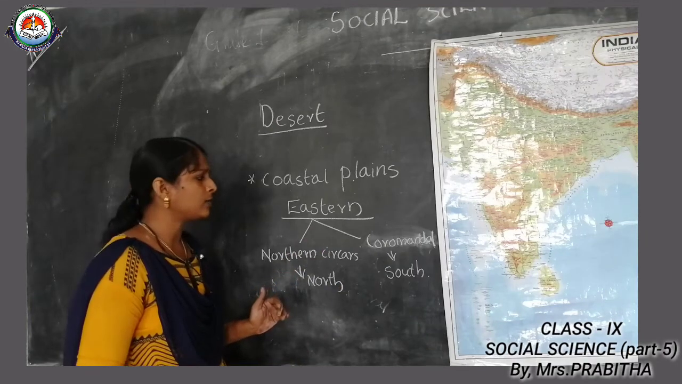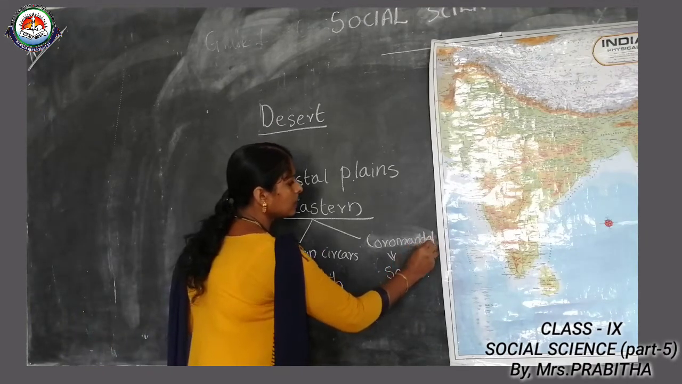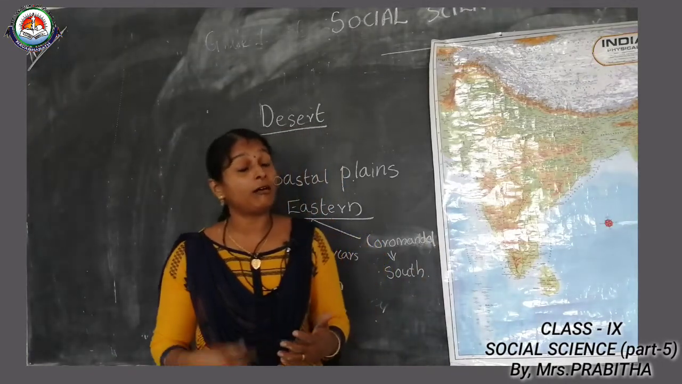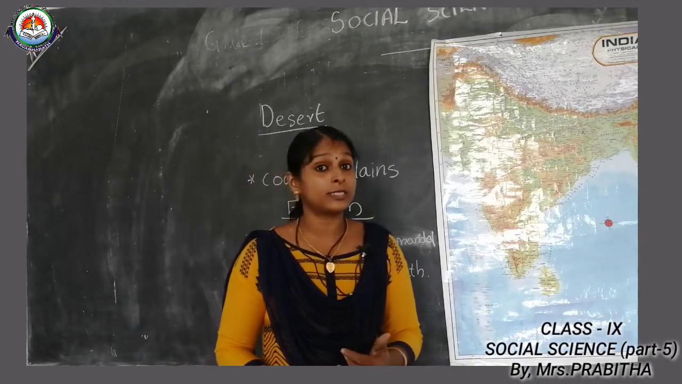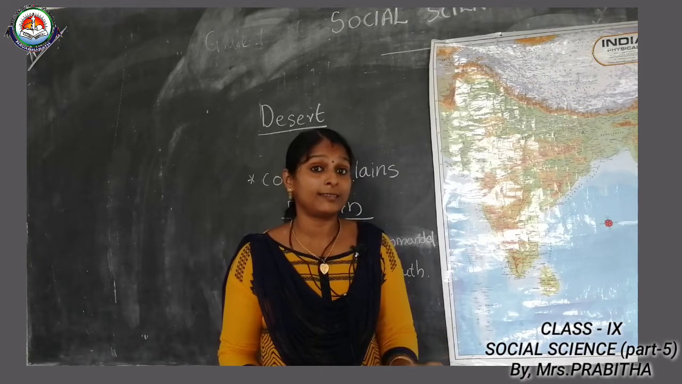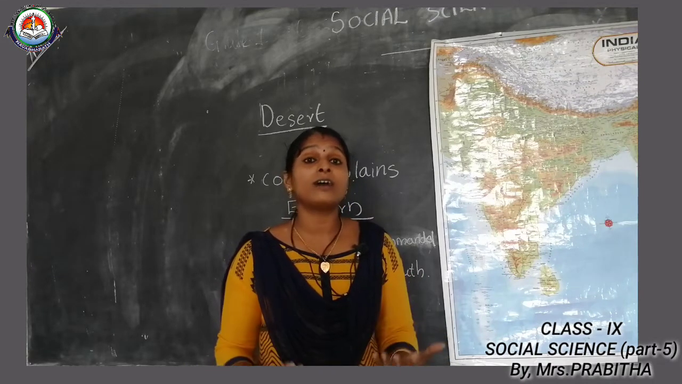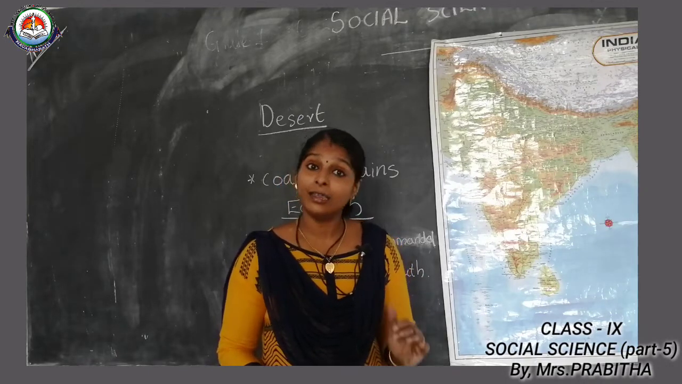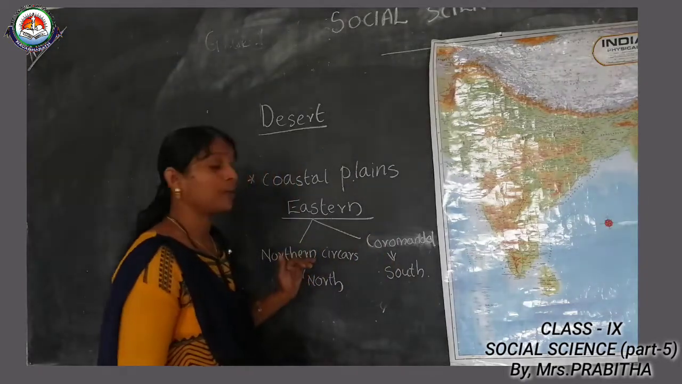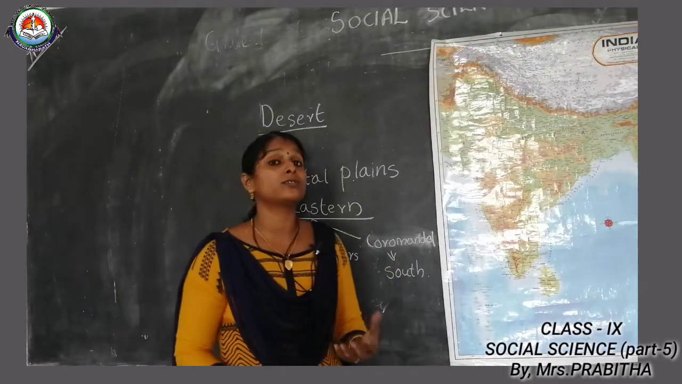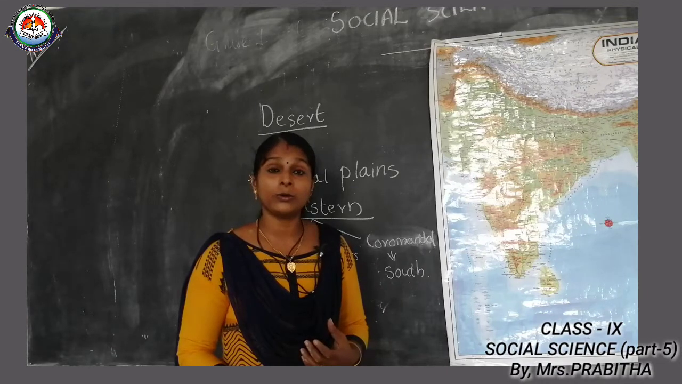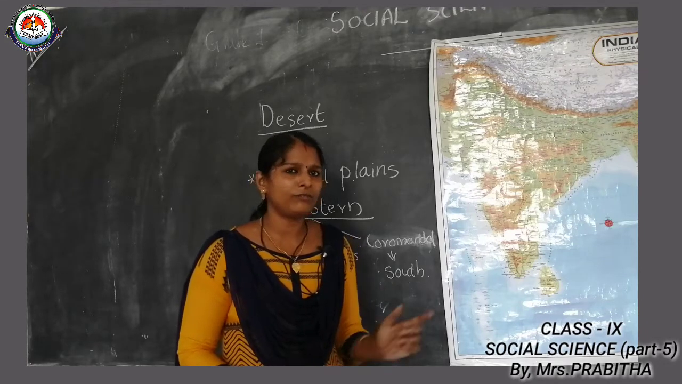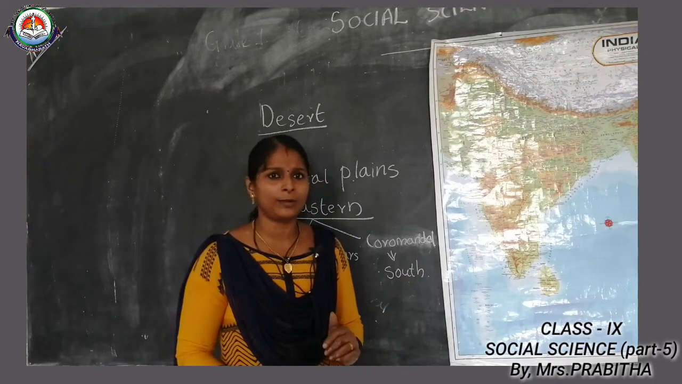Then we know the eastern coastal plains are broader, as we told. Many large rivers are flowing through the eastern coastal plains, so these rivers form the largest deltas here. Rivers like Godavari, Krishna, Kaveri, Mahanadi form the largest deltas. Got it? But in the western coastal plains, only very small rivers flow, so they do not form any delta. So I think everybody understood the eastern and western coastal plains.